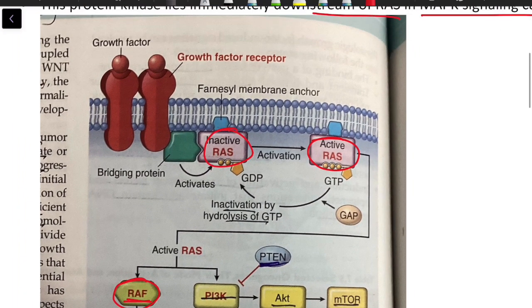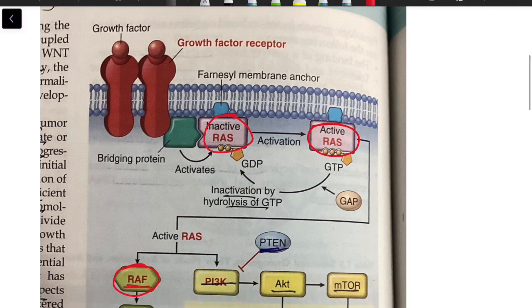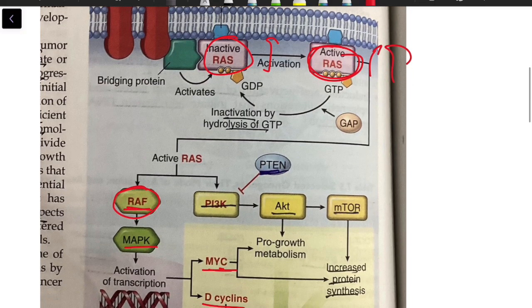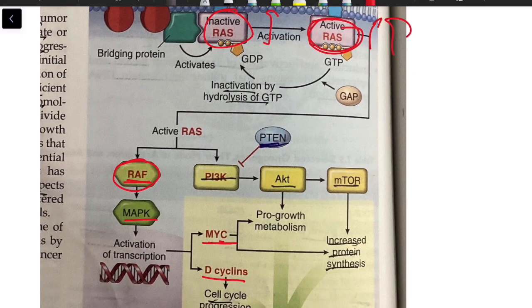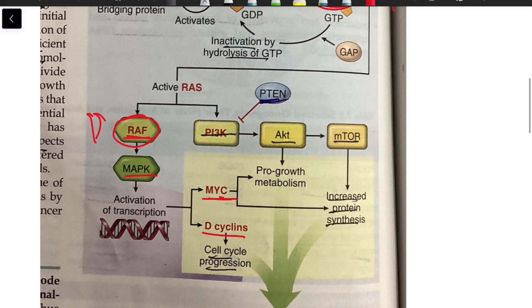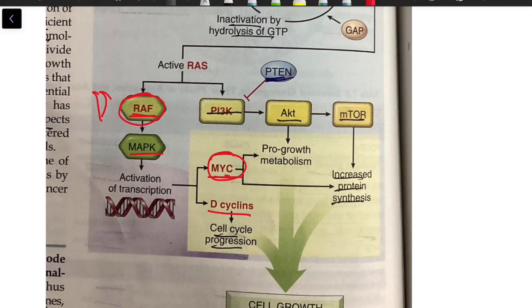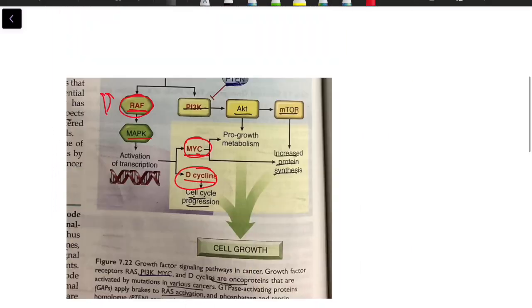So let's visualize this. In a normal cell, when a growth factor binds a growth factor receptor, there is activation of this RAS protein, which I have highlighted here, and this RAS protein leads to activation of RAF, the serine threonine kinase, and then finally this MAP kinase leads to the expression of MYC protein and cyclin D protein. As you know, they are responsible for increased cellular proliferation and growth.